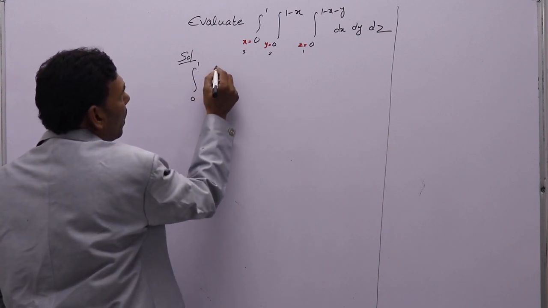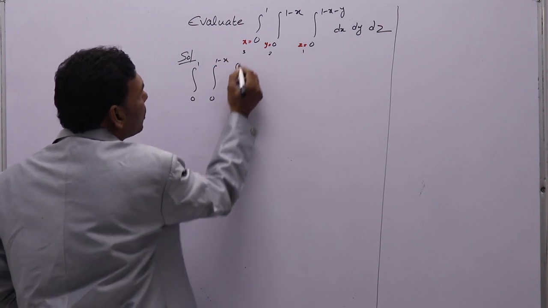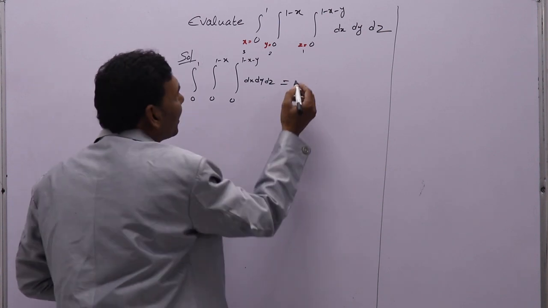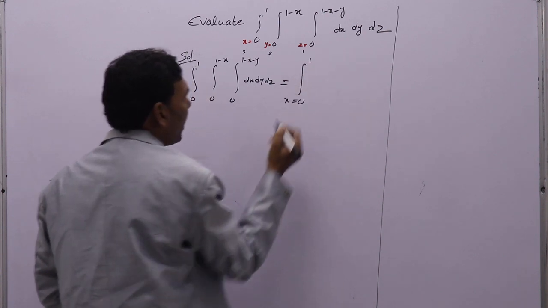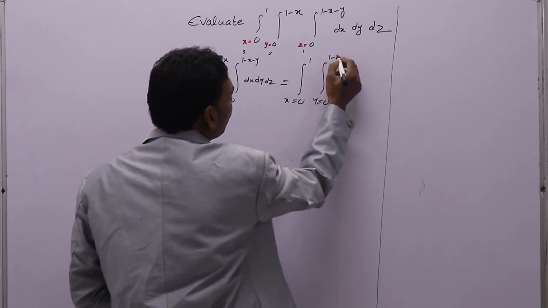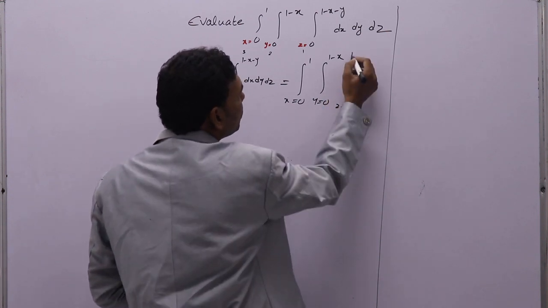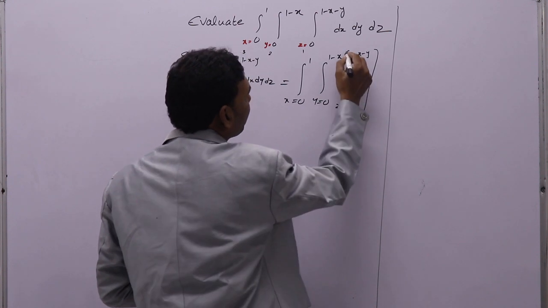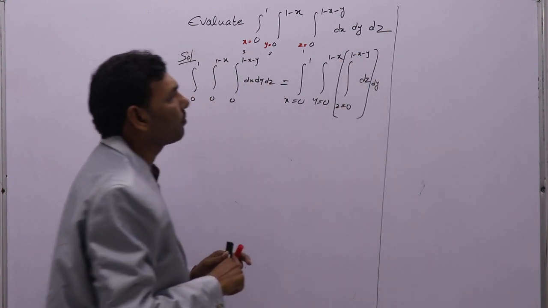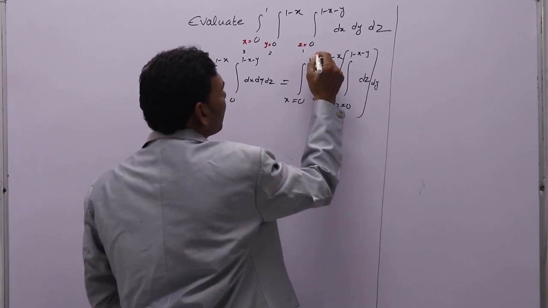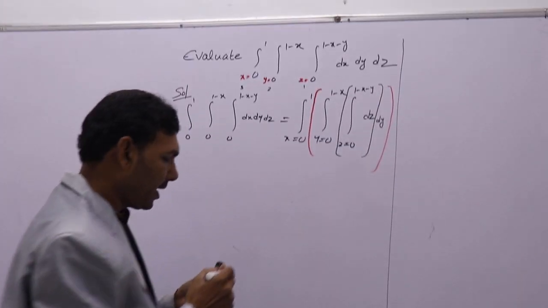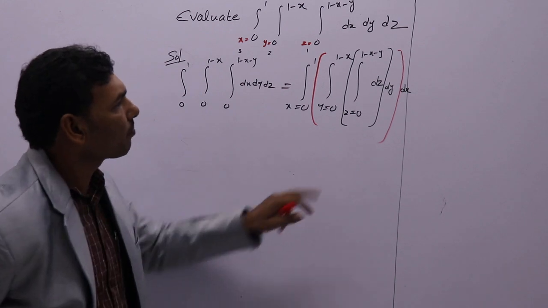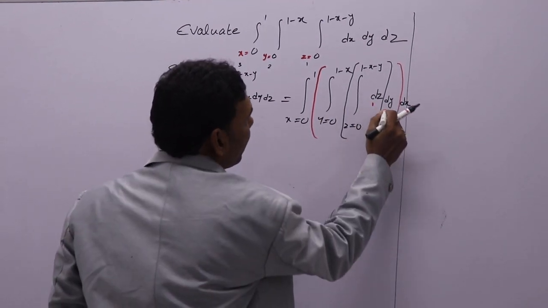The integral is 0 to 1, 0 to 1 minus X, 0 to 1 minus X minus Y, dx dy dz. This is given. Now I am going to integrate like this. X equal to 0 to 1, Y equal to 0 to 1 minus X, Z equal to 0 to 1 minus X minus Y. First with respect to Z, next with respect to Y, next with respect to X. At the end, we need to do with respect to X, last. Are you clear? This is order of integration. 1, 2, 3.